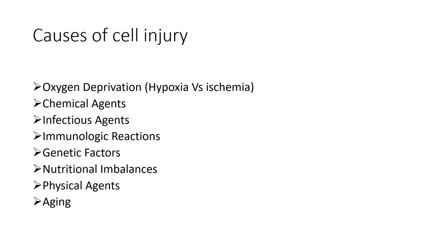Other causes of cell injury are chemical agents, different chemicals, and infectious agents: viruses, fungi, parasites, bacteria for example. Immunologic reactions, like allergic reactions and hypersensitivity, or autoimmune diseases. Sometimes some genetic factors, genetic abnormalities, can lead to cell injury, and most of these are inherited. Nutritional imbalances, whether undernutrition or overnutrition, and obesity and its complications. Physical agents, for example electric shock, and aging, all of these could be causes.